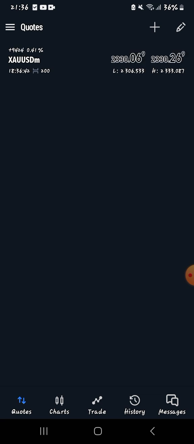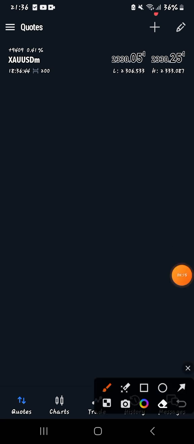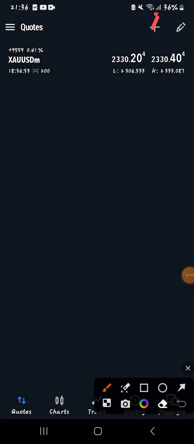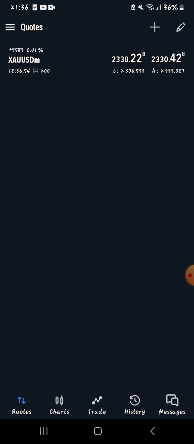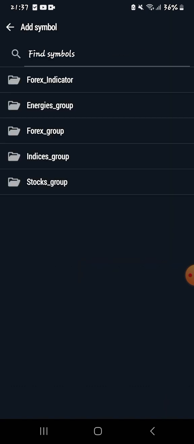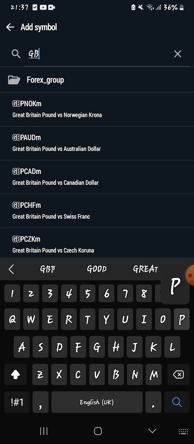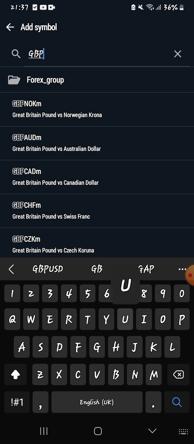After that, this plus icon here, what does it mean? The plus means the addition of currencies. For example, we want to add GBPUSD. We press the plus here and you search it. We have seen GBP, that is Great British Pounds versus USD, US dollars.